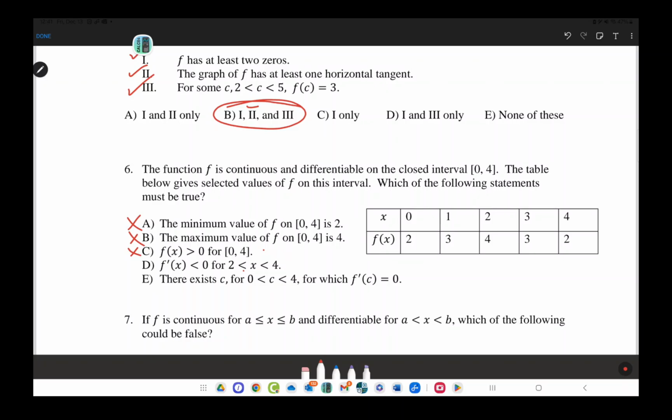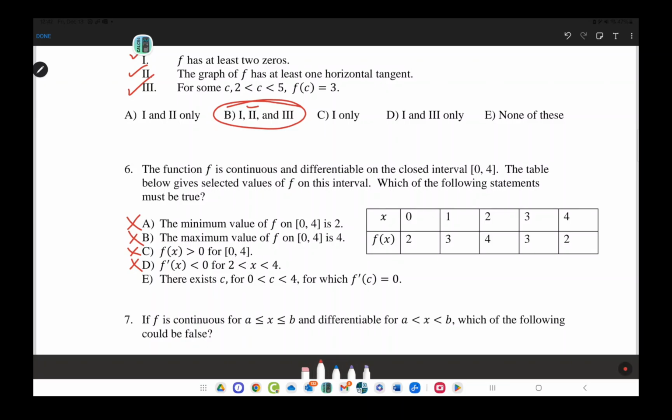f prime of x is less than 0 for 2 less than x less than 4, from 2 to 4. Because it could technically, yeah, no, because it could do all kinds of things. Again, f prime of x is whether the function is increasing or decreasing, and we could just be a big wavy sine between them. I mean, it has the value, but it's definitely between those numbers.